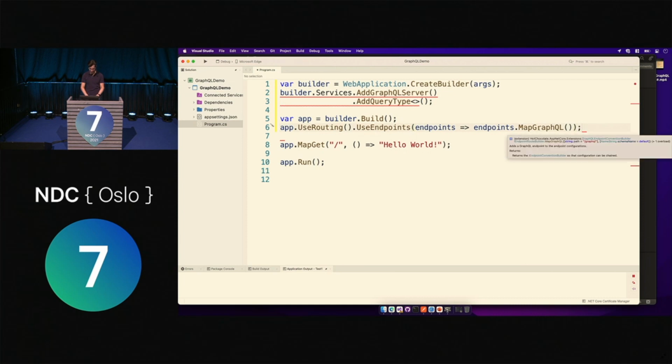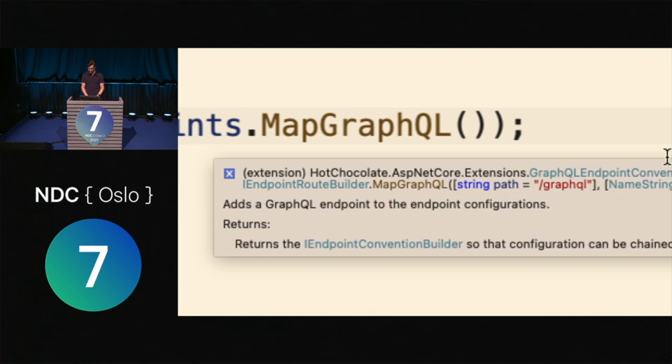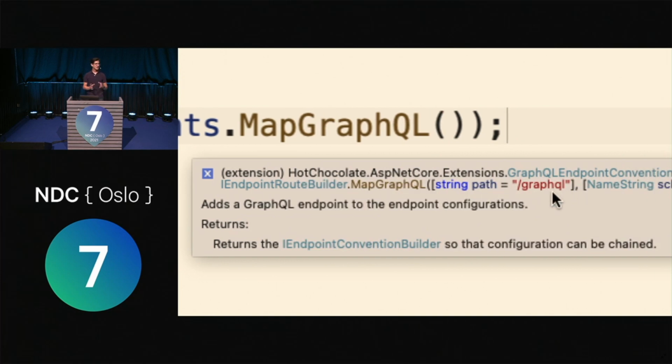This MapGraphQL method, if we cheat a little bit and zoom in on IntelliSense, we can get a sense of what it's doing. It's just giving us the /graphql endpoint. So once we keep building our models and build out this API and launch it in the browser, I just go to /graphql, and that's my GraphQL API endpoint.